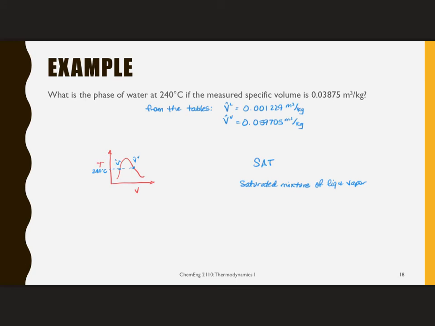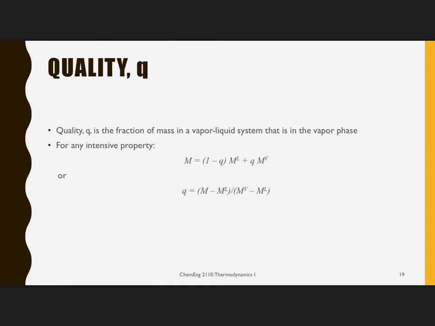Okay. But that sort of is an unsatisfying answer, right? It says it's somewhere in this region. Maybe we would like to know how much is liquid and how much is vapor. We use quality as a way of defining this. In our textbook, quality is a lowercase q, and it's the fraction of mass in a vapor-liquid system that is in the vapor phase. Very important that it's in the vapor phase.